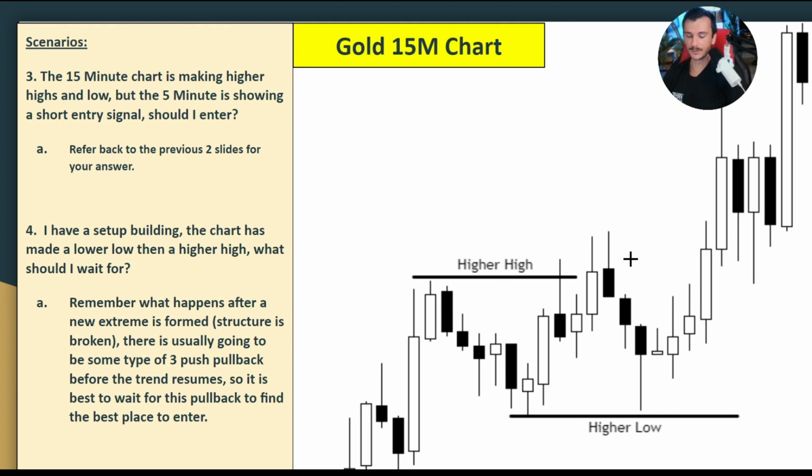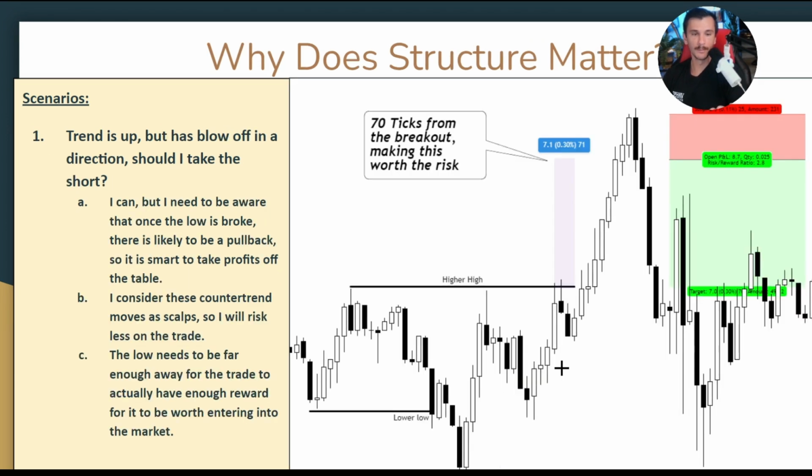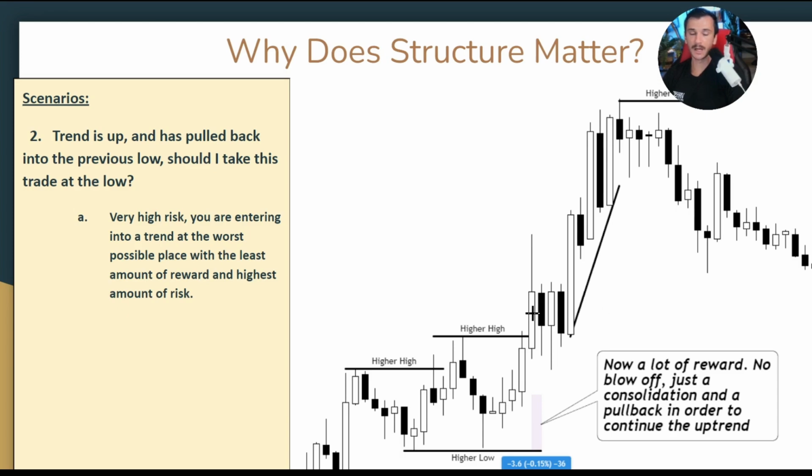And that's really going to be determined by, like I said in these previous two slides over here, how much reward do I have relative to my risk? In an example like this, I would be willing. In an example like this, I would not be willing.